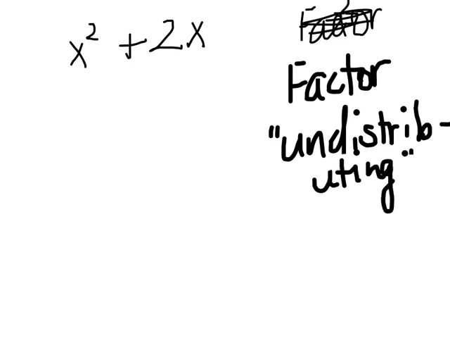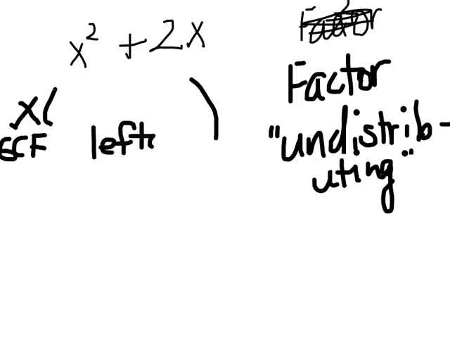What could you divide out of x squared and 2x? What would divide into both of them? Well, x, right? I could take an x out of both of them. So what I do when I factor is I undistribute. I say both of them can have an x taken out of them. So now this is the greatest common factor out here. And now I'm going to put my leftovers inside.